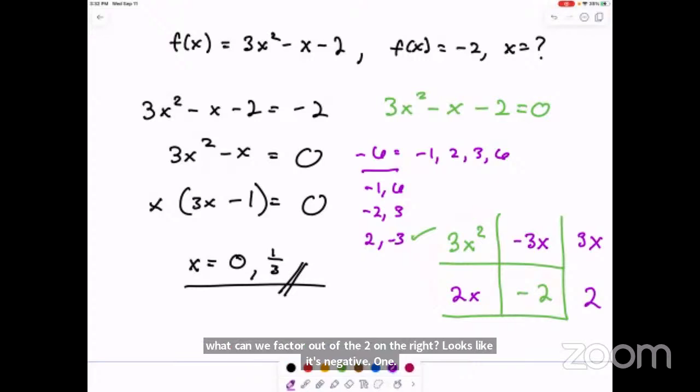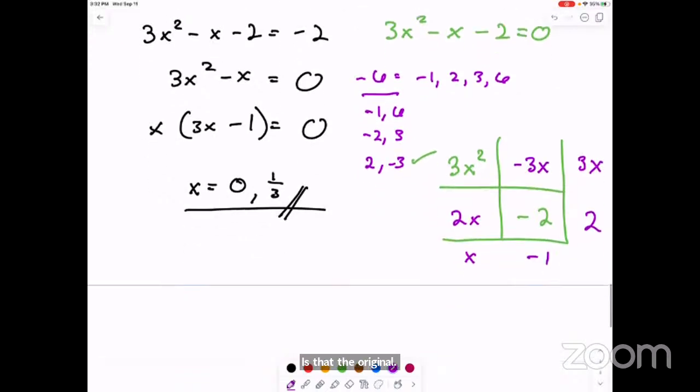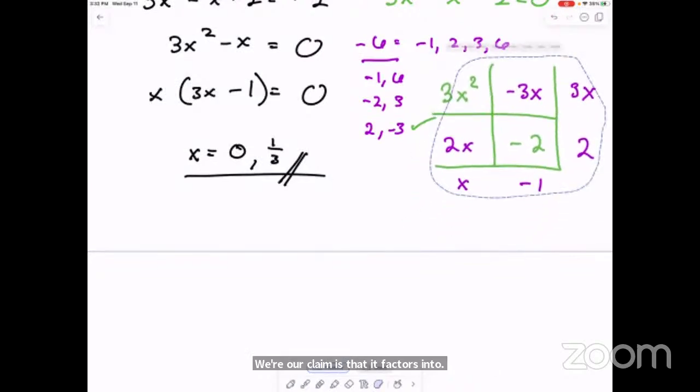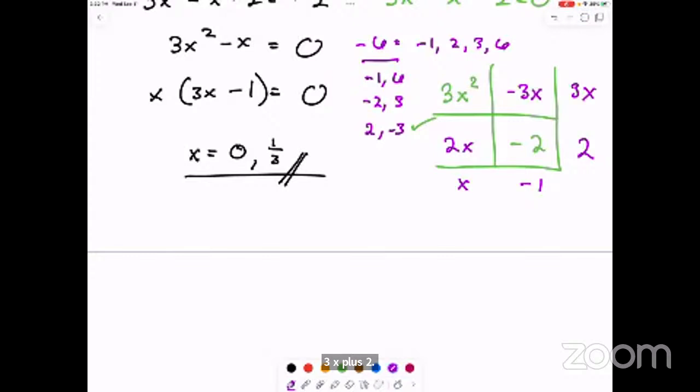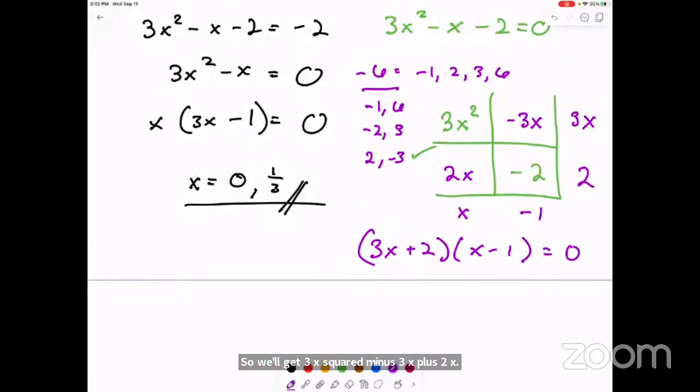Okay. So our claim is that the original has the following factorization. Our claim is that it factors into 3x plus 2 times x minus 1. Again, this is equal to 0. We can do a quick check by FOILing. So we'll get 3x squared minus 3x plus 2x, and then a -1x and then -2.